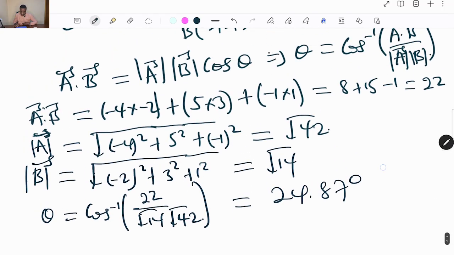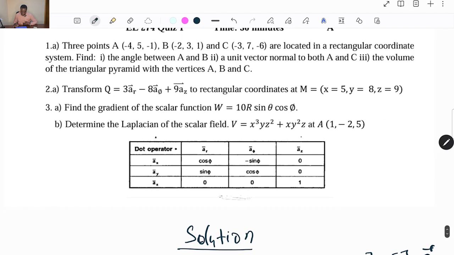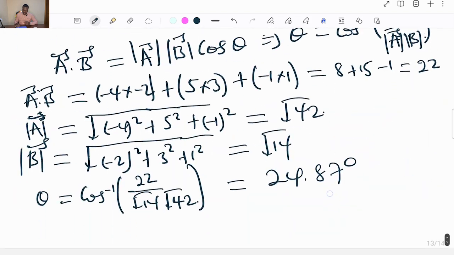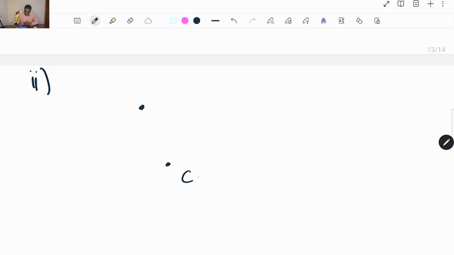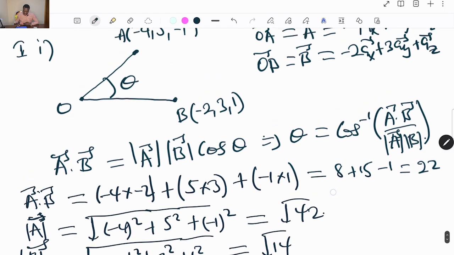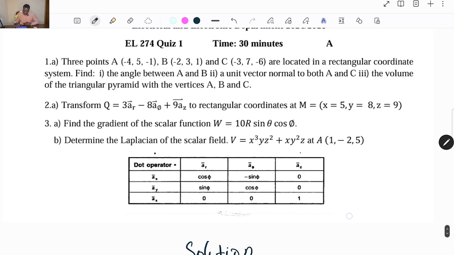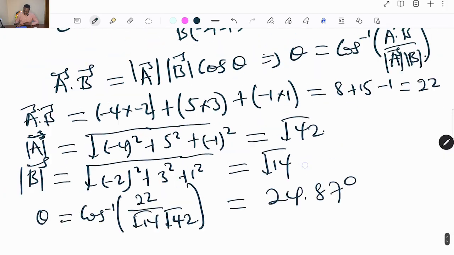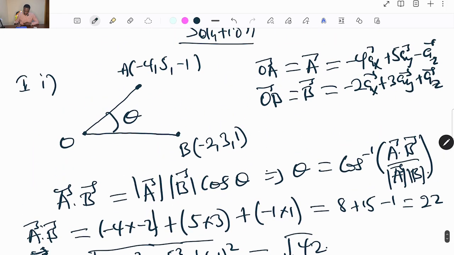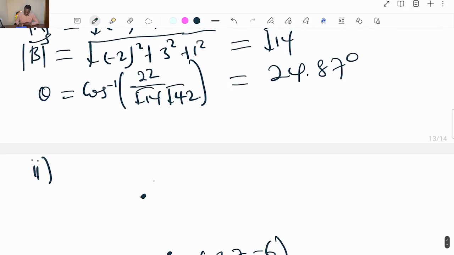Now when it comes to part II, we are asked to find the unit vector which is normal to both A and C, this time A and C. So imagine we have our point A here, and then we have point C here. The coordinates of point C are given as -3, 7, -6, and that of A is -4, 5, -1.